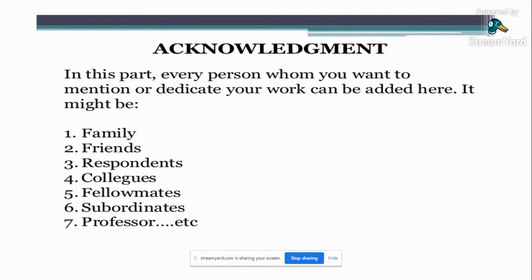Yeah, these are things that can be included. You can mention who supported you while doing that report. You can include those names because they have helped you in doing the particular report. They have guided you.